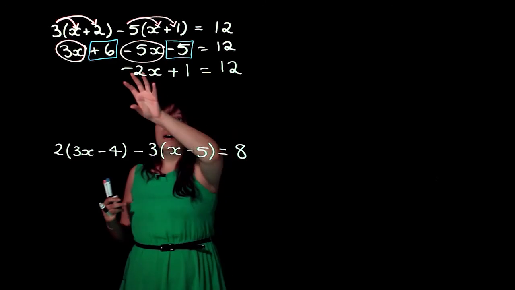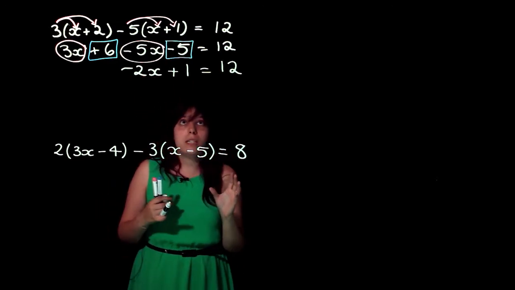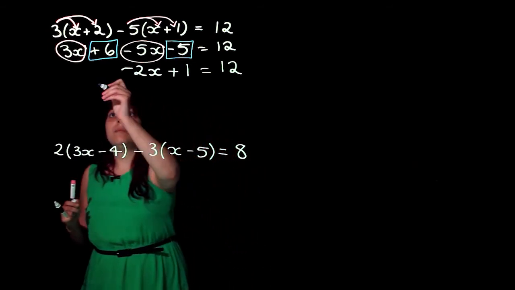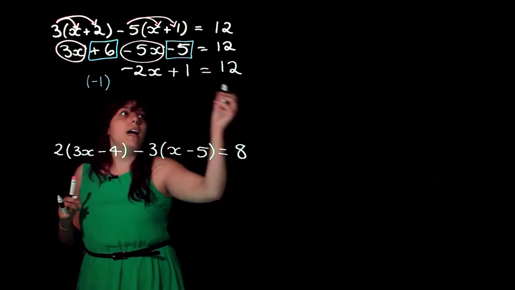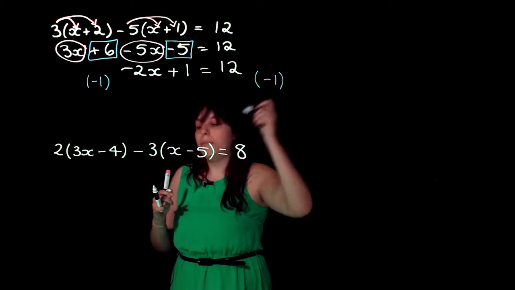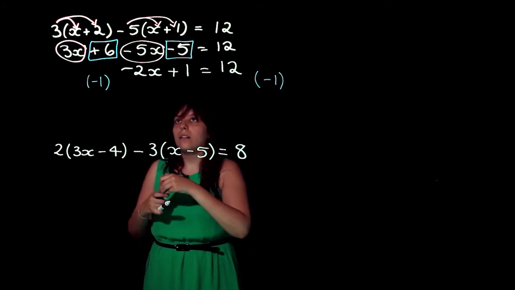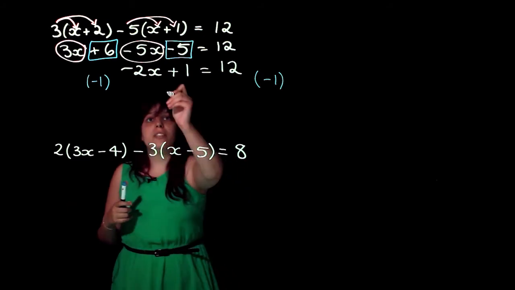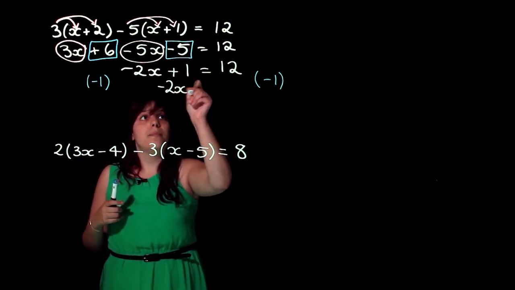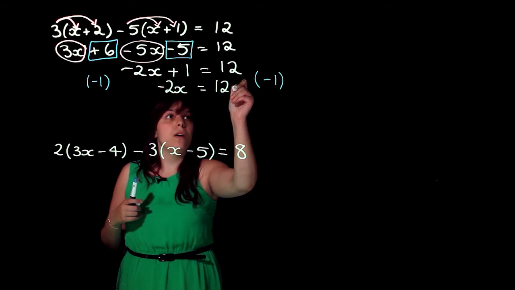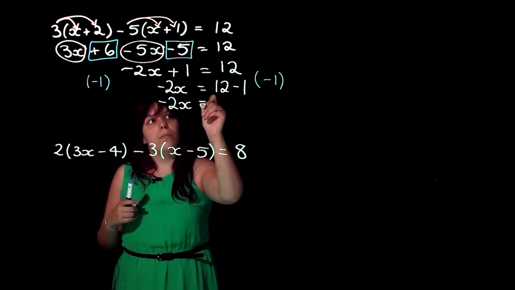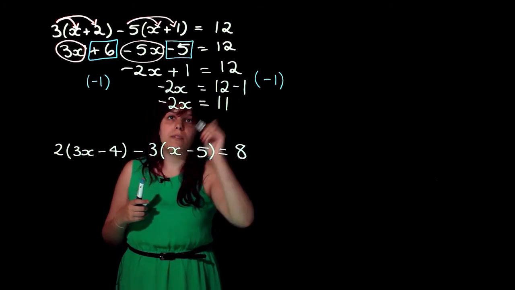I've got minus 2 lots of x, and I'm adding 1 to that to give me 12. So I need to do the inverse of plus 1, which is minus 1, and take away 1 from both sides. So minus 2x plus 1 minus 1 is just going to give me minus 2x. And then on this side, I'm going to have 12 minus 1. So I can rewrite that as minus 2x equals 12 minus 1 is 11.